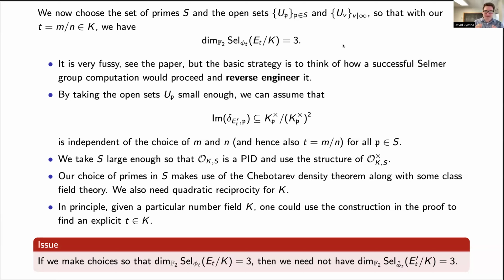You can take these sets U_p small enough that you can actually assume that the local images you get don't depend on the choices of M and N, and hence also T, for the primes in S. So you really can take the sets small enough so the local conditions don't depend on the elliptic curve at all. You make all the choices of your S and your local conditions independently, and then afterwards you feed in an elliptic curve.